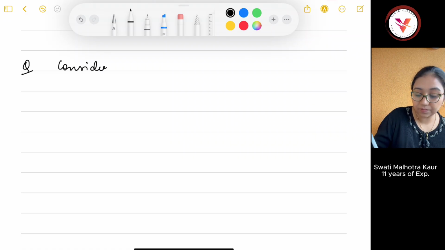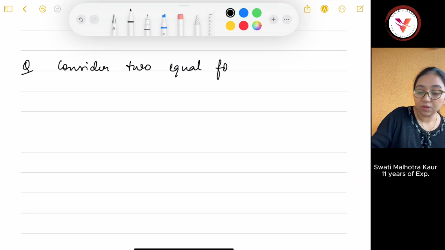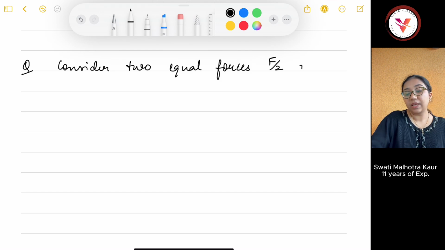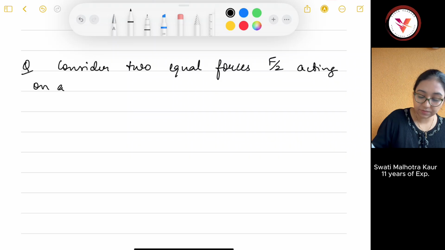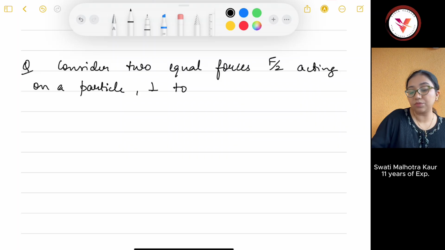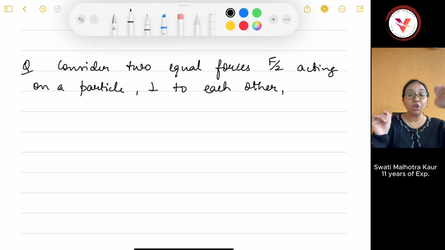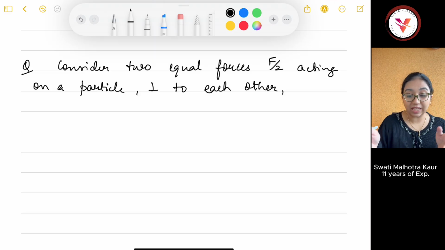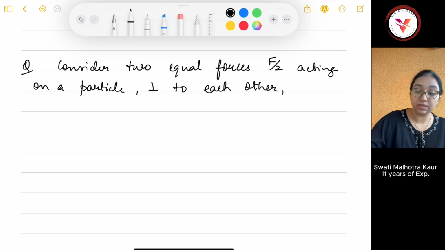Consider two equal forces, let's say F by 2, acting on a particle perpendicular to each other. Now here's something interesting. What should be the magnitude of the third force acting on its bisector so that it can neutralize the effect of these forces?